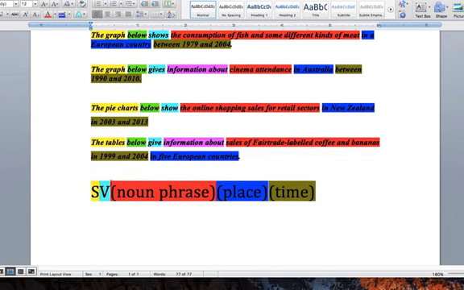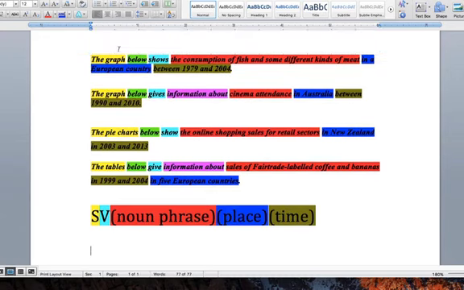The subject's easy, the verb's easy, the place is easy, the time is easy. This is the one where it's a little bit difficult to paraphrase. So you're going to start with paraphrasing this, if you can. It's not serious. This is really not a big deal. If it says the graph, you write the chart. If it says the chart, you write the graph. If it says the pie chart, you write the pie graph. If it says the pie graph, you write the pie chart.